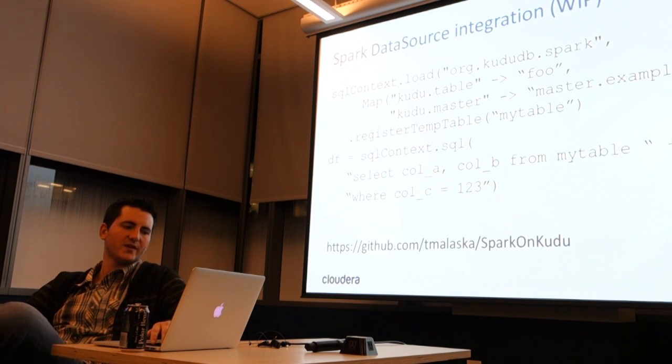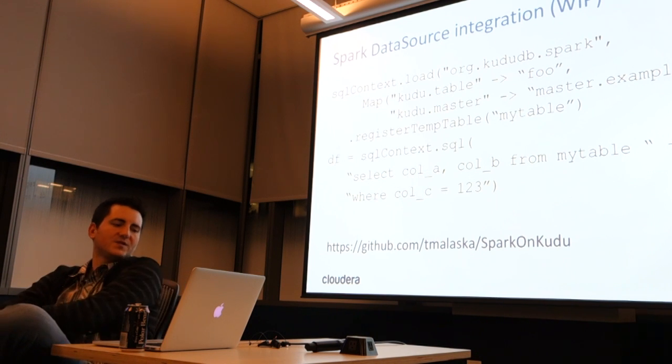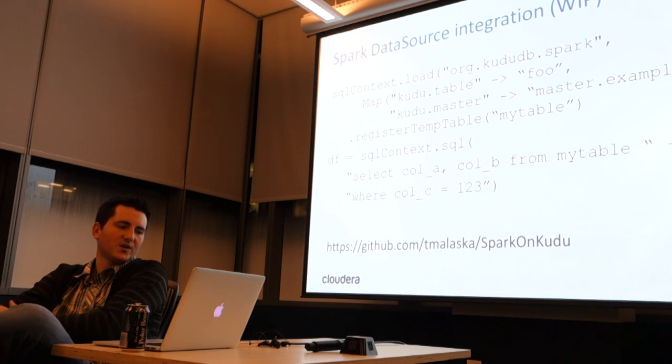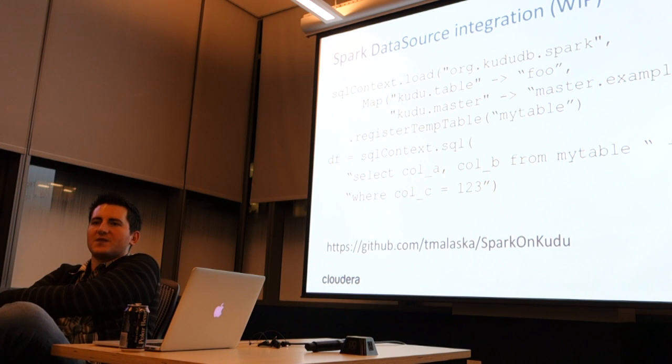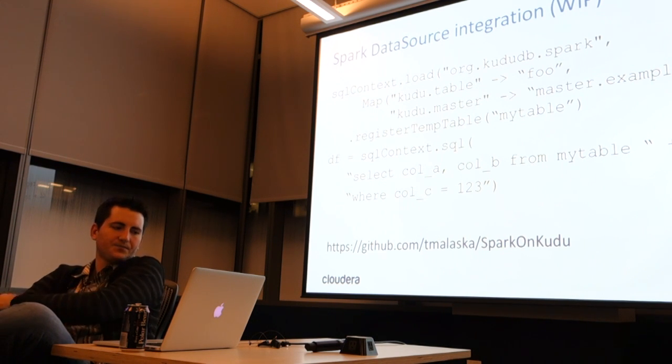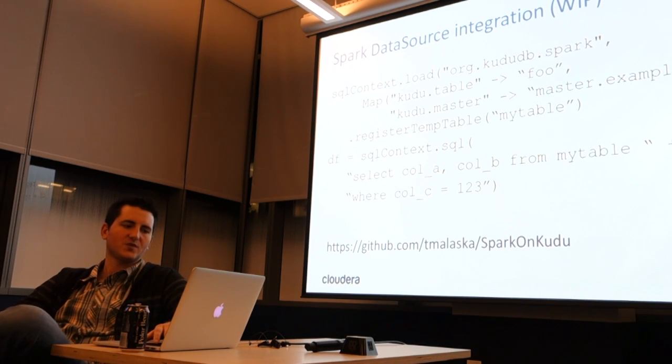So, integrations. Here's an example. If you want to use Spark SQL with Kudu, you're simply going to have a SQL context that's derived from the Kudu context. And you're going to do some sort of mapping.